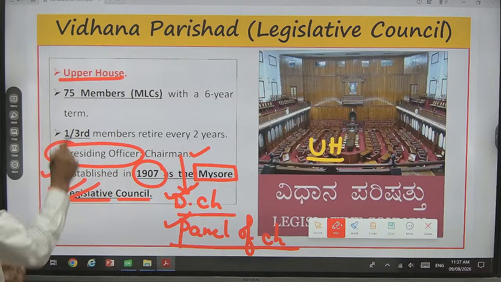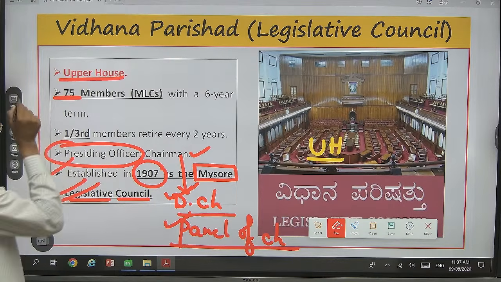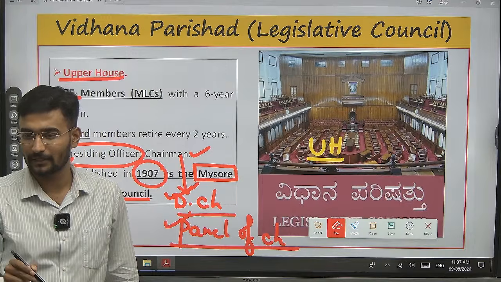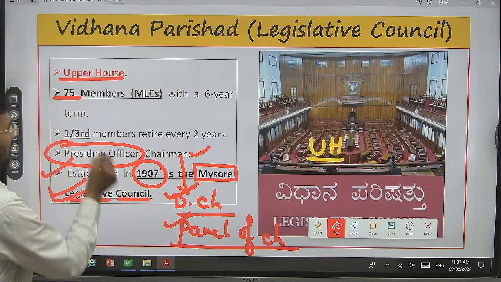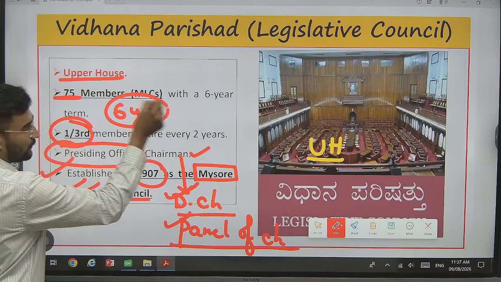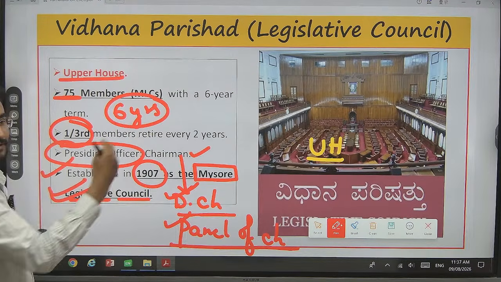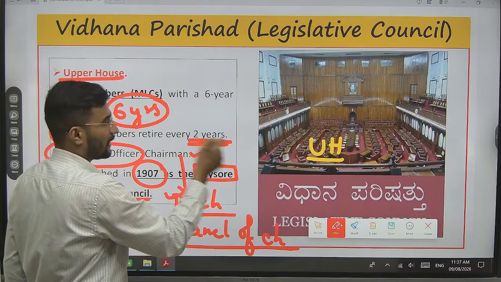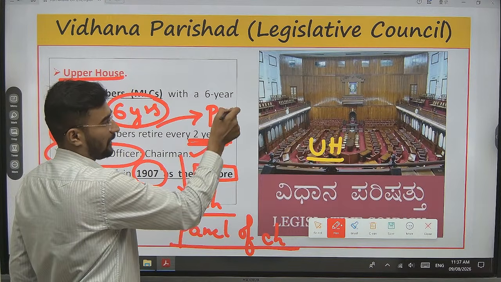And the second one here is, what is the composition we have? 75. Now, 75 reservation idea. SC, ST, OBC norgenta. No concept of reservation. And the next one here is, what is the tenure here? 6 years. And 1/3 retire every second year. After 2 years, continue ಆಗ್ತಾ ಇರುತ್ತೆ. ಅದಕ್ಕೋಸ್ಕರ ಇದನ್ನ to extend we call it as permanent house.